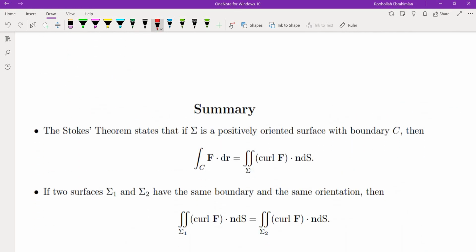So to summarize, we talked about Stokes' theorem, which tells you a relation between a line integral and a surface integral, and we saw 3 examples of Stokes' theorem. If you have 2 surfaces that have the same boundary and the same orientation, then the surface integral of curl is the same over these 2 surfaces.